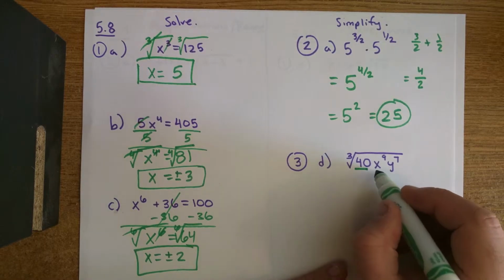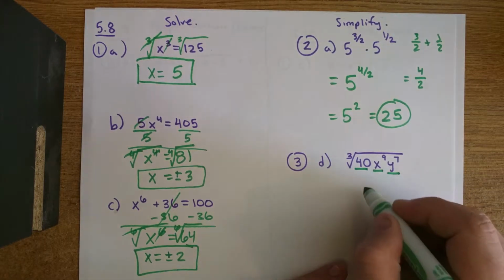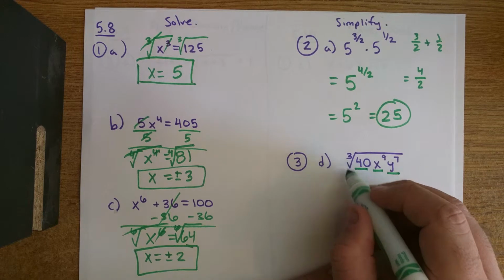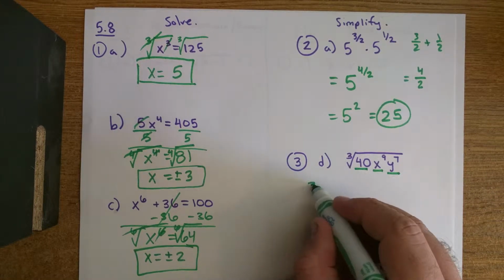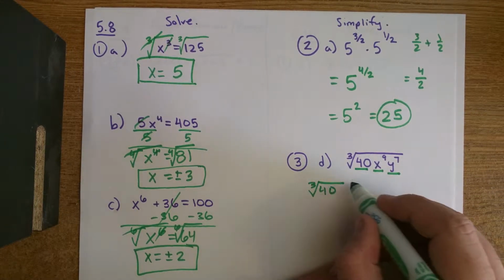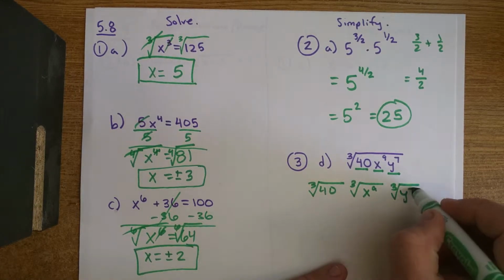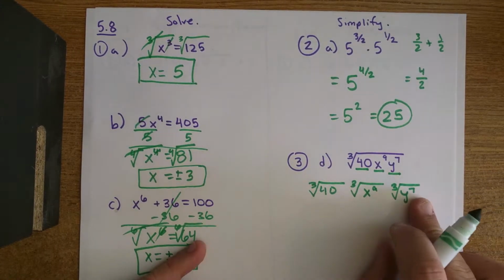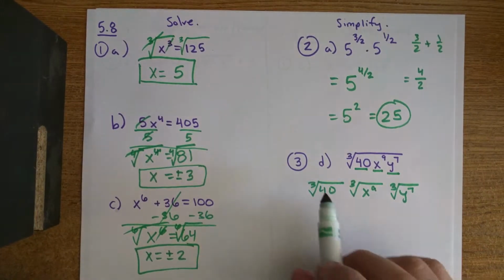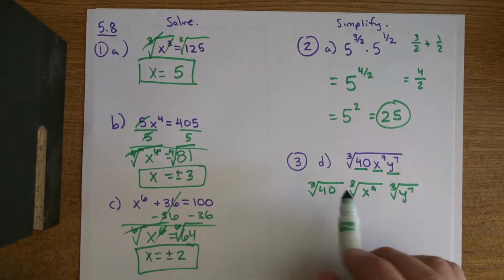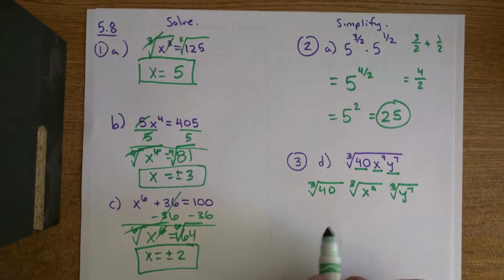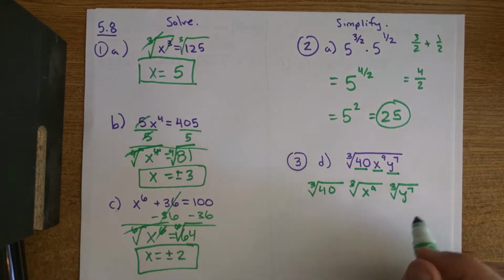This one we have a 40, an x to the 9, and a y to the 7. Notice how I underline them. They're all inside this cube root, so I'm going to give them all their own cube root, like this. That should be pretty easy. Just separate each one into their own roots, in this case a cube root. If it's a square root, they all get their own square root.